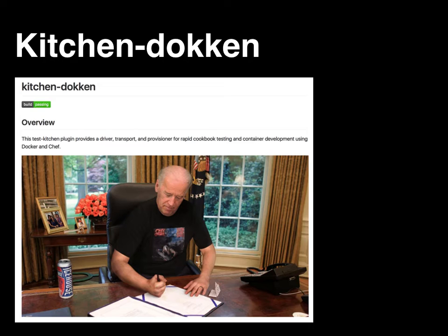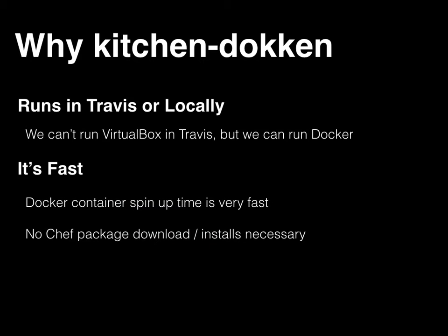And kitchen-dokken is a driver provisioner. It's an all-in-one thing for Test Kitchen that allows us to run Test Kitchen on Docker containers very effectively and quite quickly. Why kitchen-dokken? Well, we can run it locally on our box, which we could always do, right? With VirtualBox, we could always do testing locally through Vagrant. But we can also run it in Travis. And in Travis, we can't run VirtualBox. So this is very handy. We get a consistent way that we can run a local test and a test in Travis.